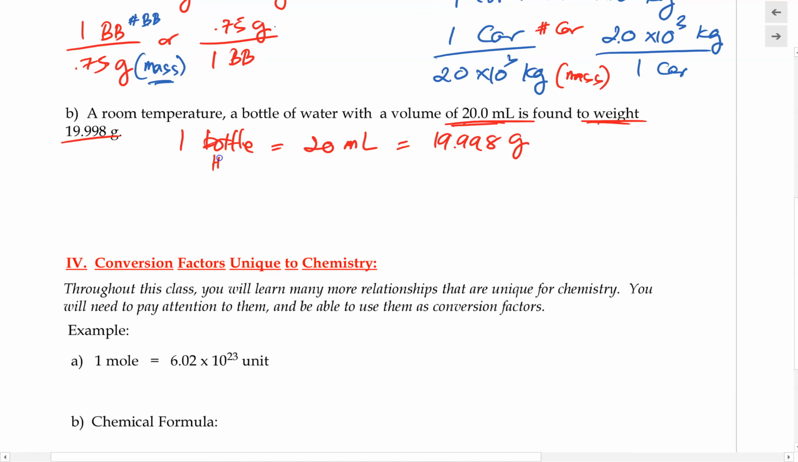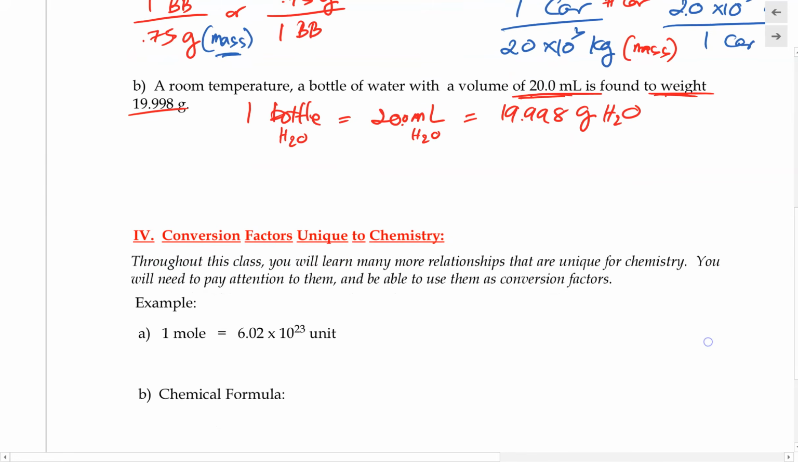Okay, and we also need to put in water as well, because this relationship right here is only true if the substance is water. So one bottle of water equal to 20 milliliter of water and equal to 19.998 grams of water. So from here, we can again select any two of these three and write conversion factors among them. For example, we can select bottle and volume, and we'll be able to do the following.